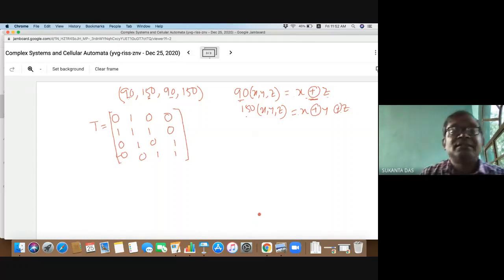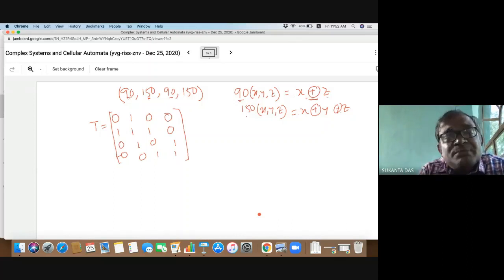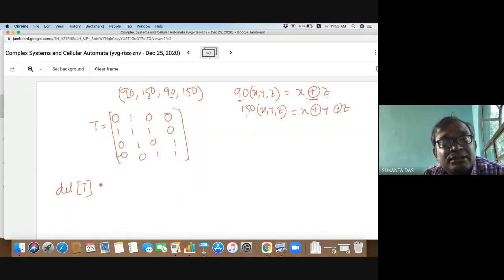I have to test if that CA is reversible or not. What is the invertible matrix theorem saying? If T is invertible, or T has an inverse, then the determinant of T is non-zero, that is, T is non-singular. So I have to find the determinant of T. You find this out.